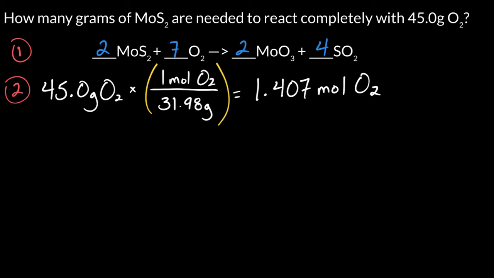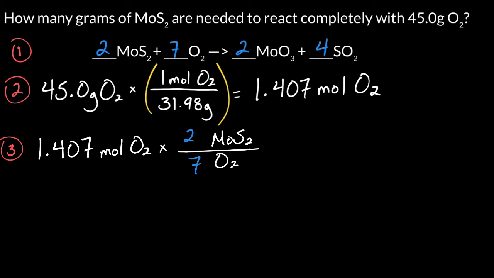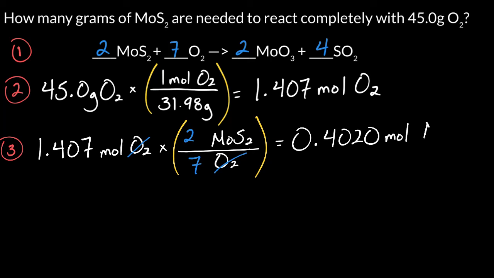Now that I'm in units of moles, I can use the mole ratio. So in our third step, we're going to convert from moles of O2 to moles of MoS2. So my mole ratio that I'm using is 2 MoS2 over 7 O2. Again, we think about having the units of O2 cancel out in this calculation, so we put O2 on the bottom. So in our calculator, we're going to do 1.407 times 2 divided by 7, and we get 0.4020 moles of molybdenum sulfide, or MoS2.